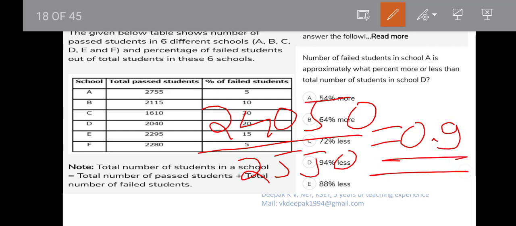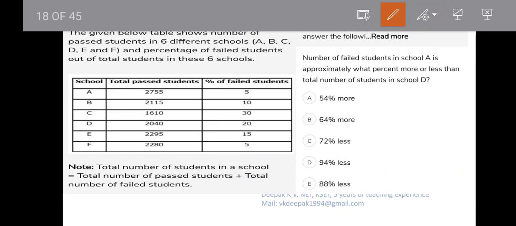Okay, 0.9 will be the digit, and we are going to check what is nearby 0.9. So obviously the first digit should be 0.9. We got 0.9. So that is why we can say it as 94% less. Okay, option D will be our answer.